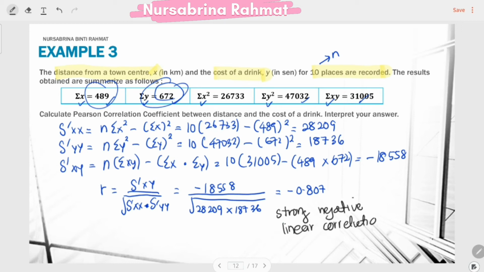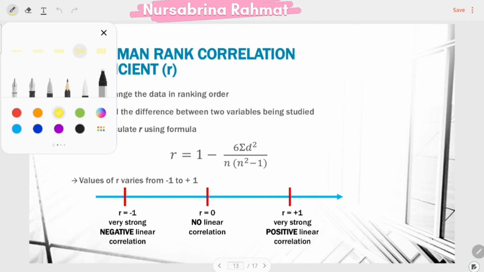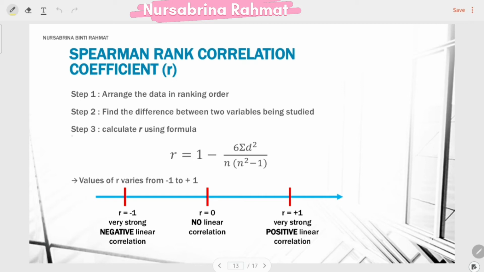Alright, let's move on to the Spearman rank correlation coefficient. To calculate it, you must follow three simple steps. The first one, you need to arrange the variables being used in ranking order. Ranking order means from 1 until 10. The lowest value in the variable, we label as 1, next 2, 3, and the highest one gets the highest number, in order.